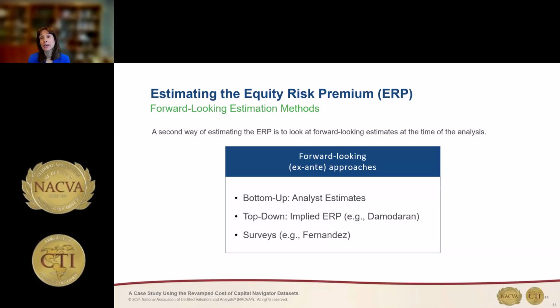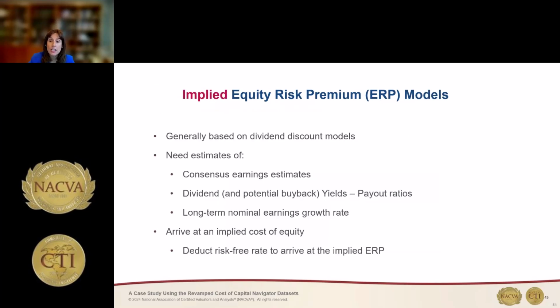For forward-looking data, what do we have? Let's talk about what these bottom-ups, top-downs and surveys are. We can start with the implied equity risk premium. Both the bottom-up and the top-down are different iterations of a dividend discount model, and so they're called implied equity risk premium models. That's what Professor Damodaran has on his website, but there are other providers out there.